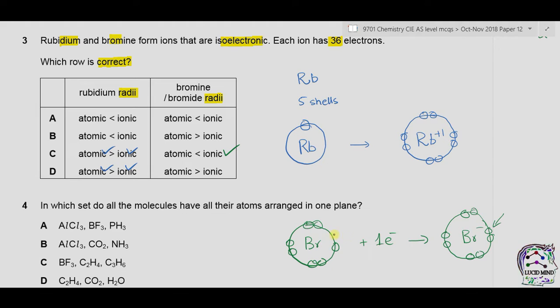The number of shell does not change in bromine and bromide, only the inter-electronic repulsion increase. That's why negative ion is larger than neutral atom. Answer is therefore C.